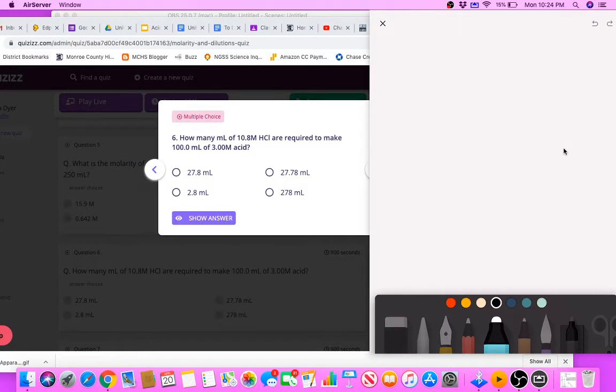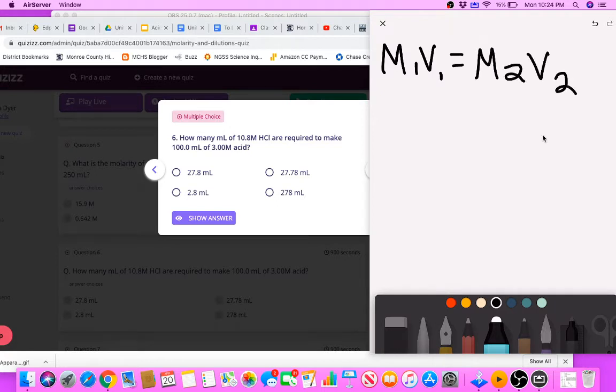Okay, so we have 10.8 molarity HCl. We want to know how many milliliters of this 10.8 molarity HCl are required to make 100 milliliters of 3 molar HCl acid. Here we're using molarity and milliliters, so we're going to use our formula M1V1 equals M2V2 since we're using molarity.